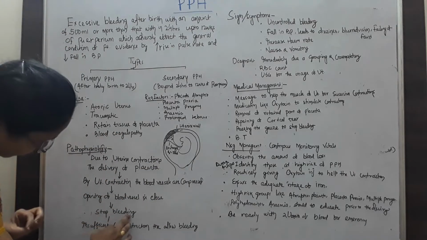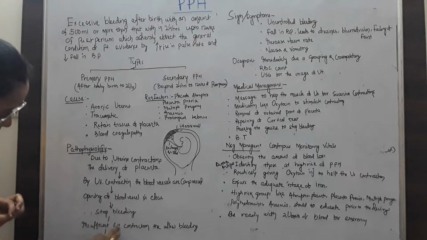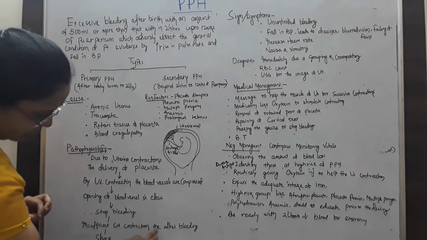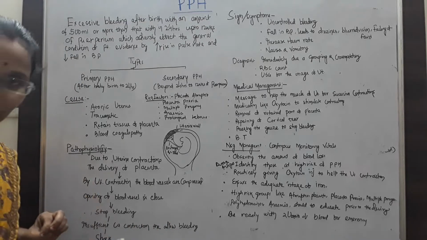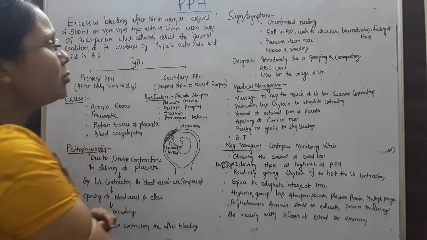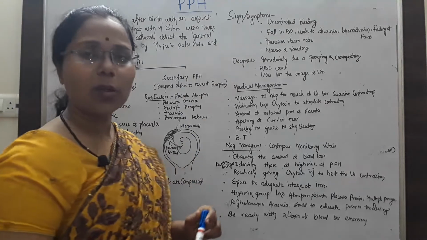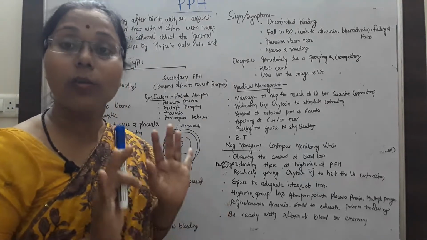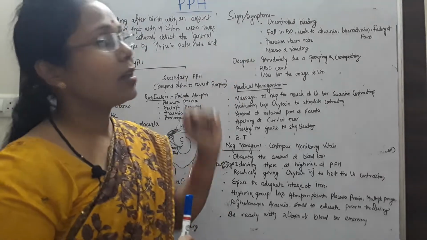That leads to stop of bleeding. But in PPH, what happens? Due to the insufficient contractions, the bleeding takes place and the patient goes into a condition of shock. Then what are the signs and symptoms? One is uncontrolled bleeding, and the second is a fall in BP.